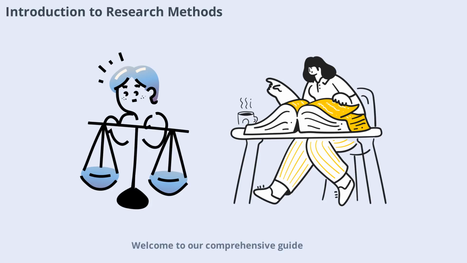Welcome to our comprehensive guide on research methods in educational psychology. In this video, we'll explore the essential techniques and strategies researchers use to understand how people learn, develop, and behave in educational settings. Educational psychology is a dynamic field, constantly evolving as new discoveries are made. By understanding the various research methods, we can better interpret findings, design effective interventions, and improve educational outcomes.